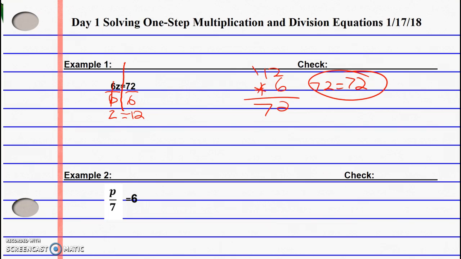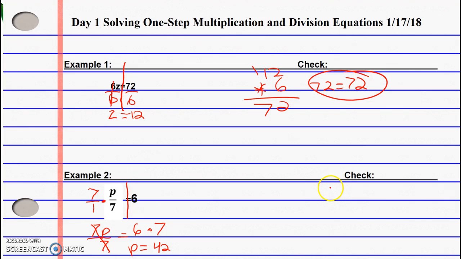For our next one, we're going to do the same thing. We're going to draw our line down our equals. We're taking p divided by 7, so we have to do the opposite to get rid of that and make p be by itself. So we've got to multiply by 7. When you do that, you get 7p over 7 equals 6 times 7. You just get rid of 7 over 7 because that's 1. So p equals 6 times 7, which is 42.